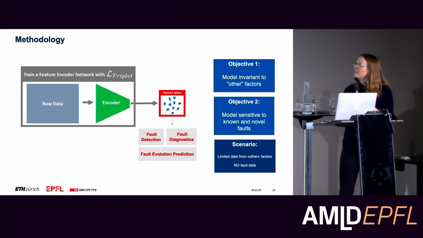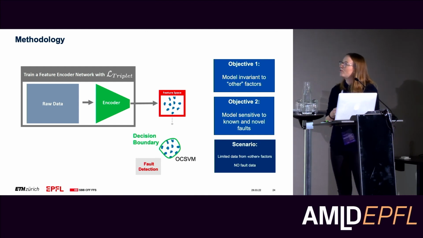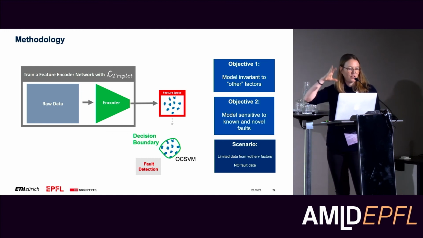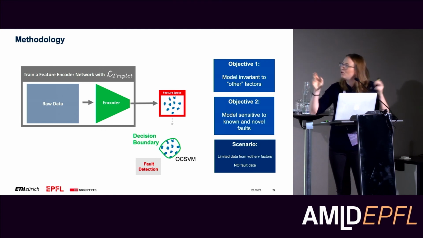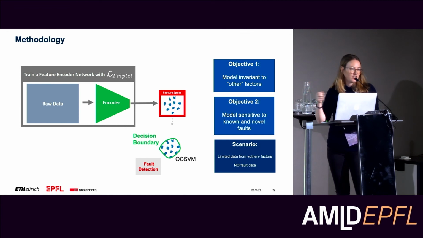And currently, it's ongoing work. We are evaluating how we can use this for detection, diagnostics, and evolution prediction. So I cannot show you a lot currently, but I will show you one thing that we did. In the context of fault detection, we trained the feature representation on presumably healthy data, because we don't know otherwise. Then we trained a one-class SVM, so we just did anomaly detection, training a decision boundary where we would define something as healthy.